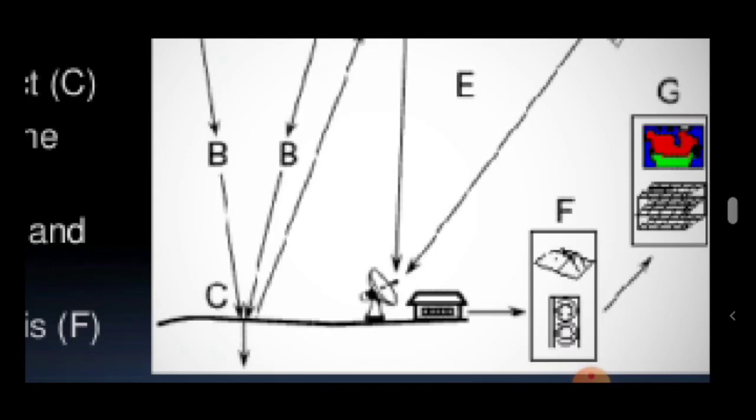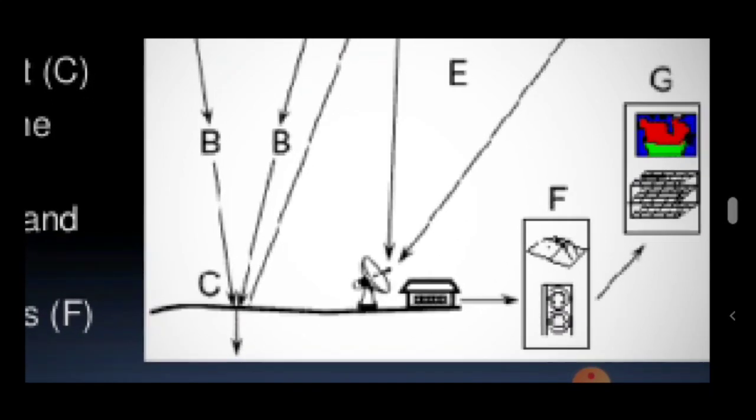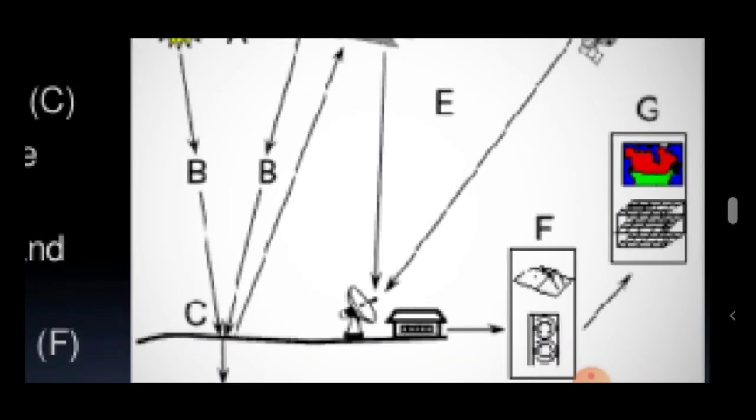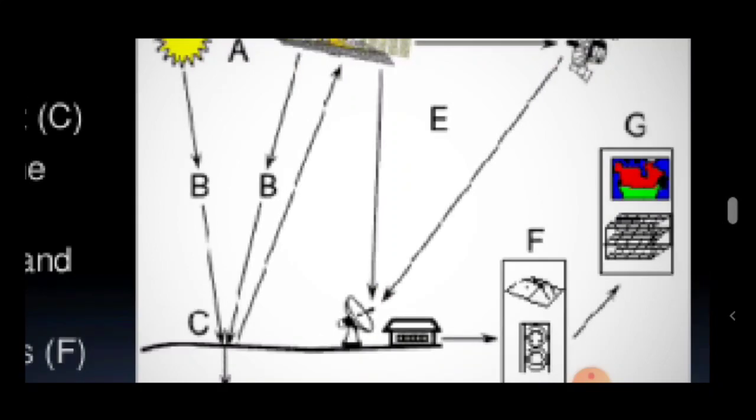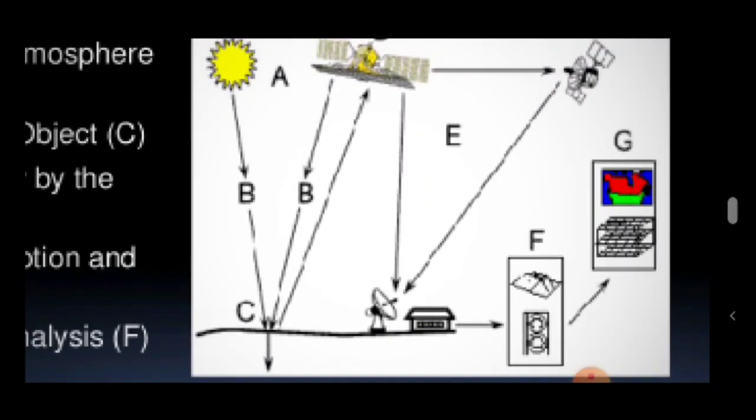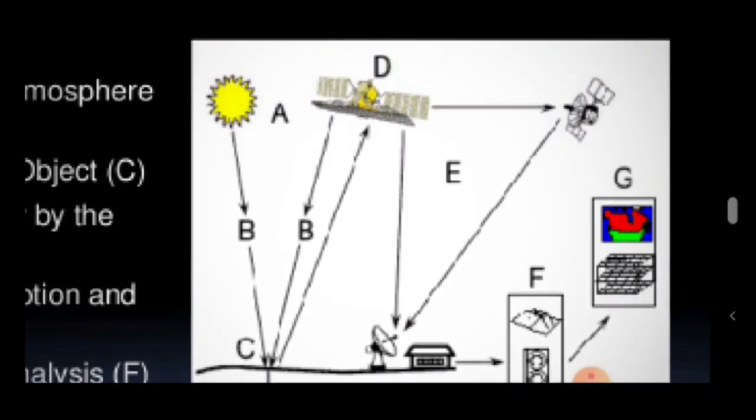This energy travels through the atmosphere. Here it interacts, it impacts with the surface or a target. So that interaction is defined by C here, and it's also after that interaction.